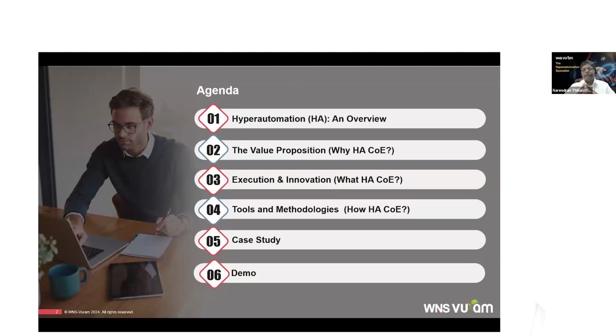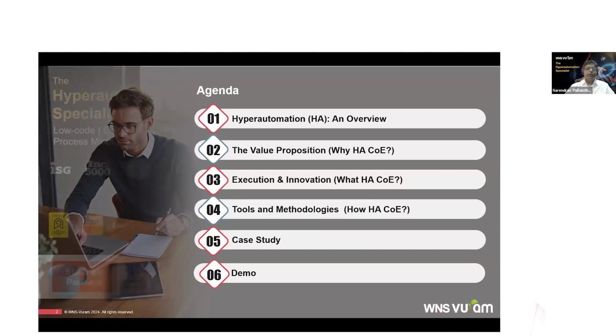So, basically, we are going to touch upon what is hyperautomation, just a very basic level setting of what the topic means. And then we're going to articulate very simple constructs around why do we need a hyperautomation CoE. And then if you're convinced about why, then we'll look at what are the models for execution, which is where we're going to cover the what, HACoE. And we'll look at tools, which is where we'll go into the how part of it, how HACoE. We'll look at a couple of quick case studies, and then we have a very short demo of a hyperautomation CoE toolkit, where we can underscore the importance of tools and methodologies there. So that's the agenda for today.